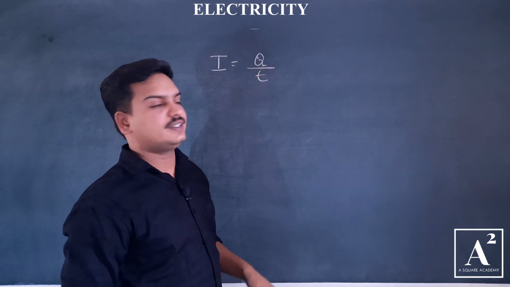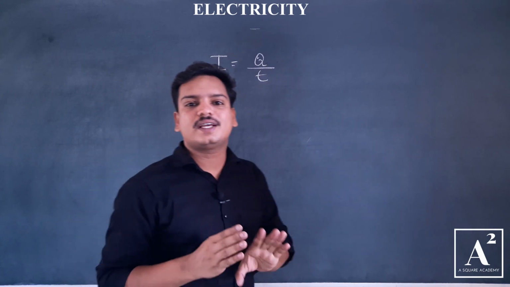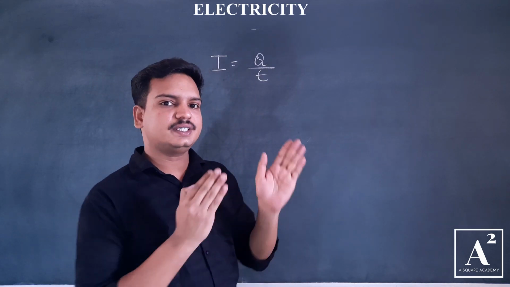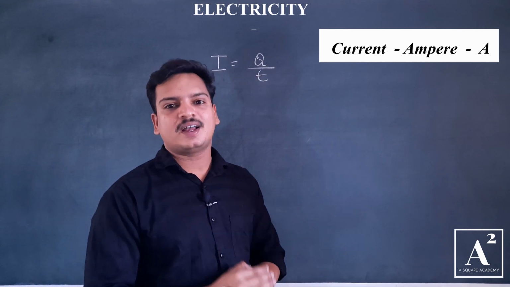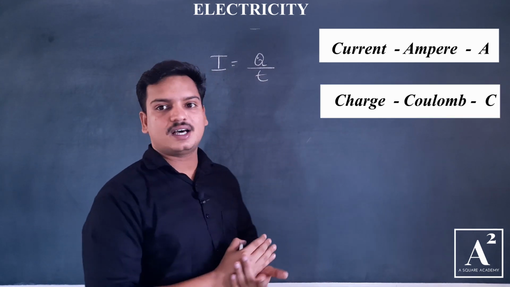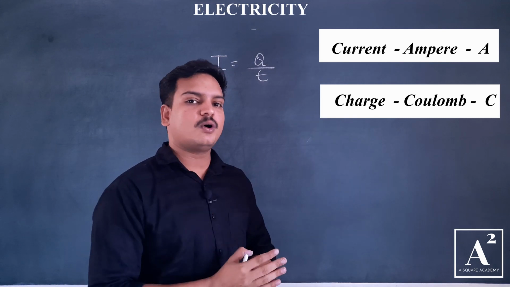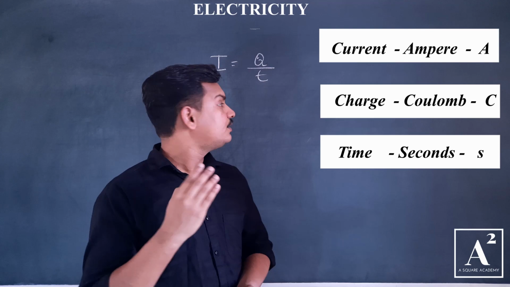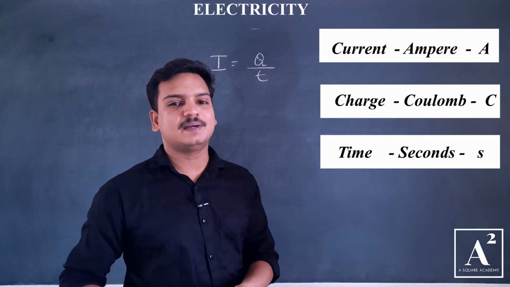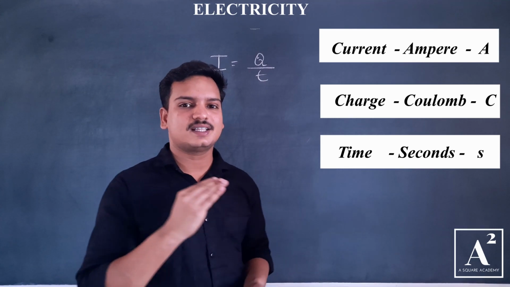About the units of these quantities. First one, electric current: its unit is ampere, represented by capital letter A. And electric charge, its unit is coulomb, represented by capital letter C. Next one, the unit of time, that you are familiar with, is seconds. So these are the SI units.